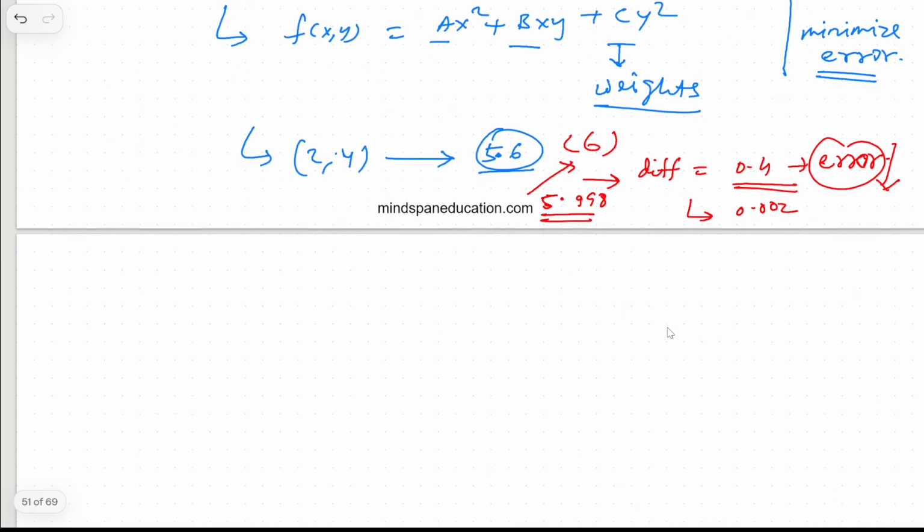Now, whatever we had studied as part of the syllabus, we studied as single variable calculus.